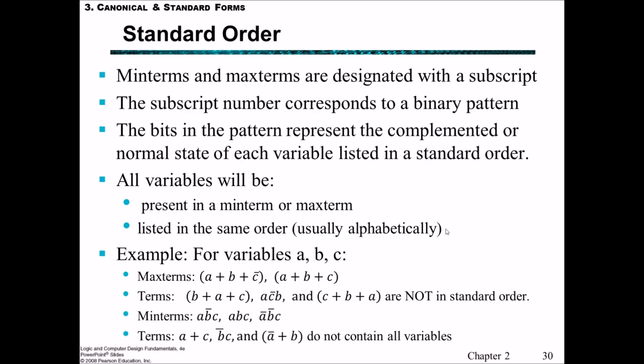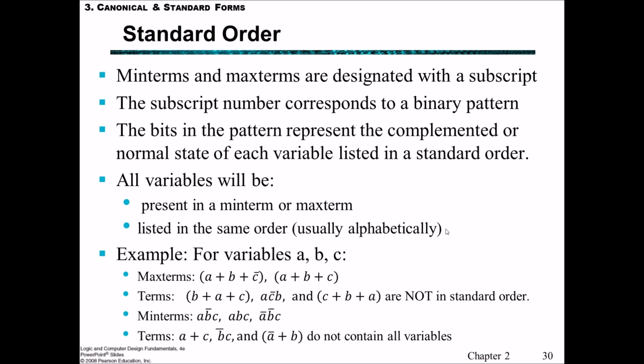So both minterms and maxterms can be designated with a subscript, and that subscript is already understood to be the standard order which they would fall in. This subscript number corresponds to the binary pattern, and the bits in the pattern represent the complemented or the normal state of each variable listed in this standard order. So all variables will be present in both minterms or maxterms, and they are listed in the same order, which is usually alphabetical. So if we're using ABC, then we list A first, then B, then C. If we're using X, Y, Z, then once again in the standard alphabetical order.